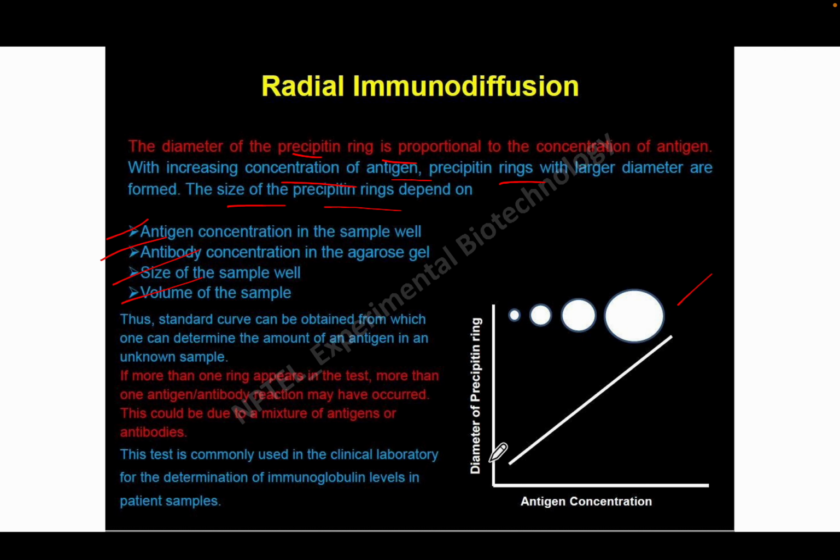The standard curve can be obtained, from which one can determine the amount of an antigen in an unknown sample. This is the diameter of the precipitin ring, and this is antigen concentration. If more than one ring appears in the test, more than one antigen-antibody reaction may have occurred. This could be due to a mixture of antigens and antibodies. This test is commonly used in the clinical laboratory for the determination of immunoglobulin levels in patient samples.